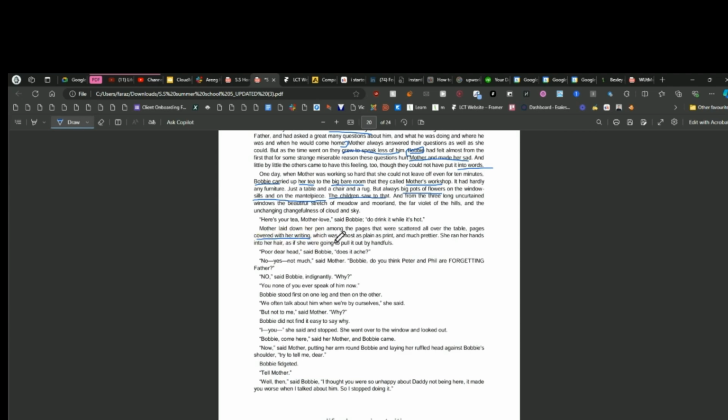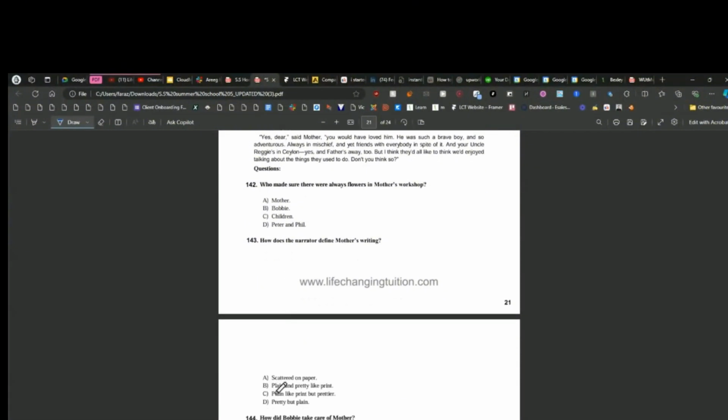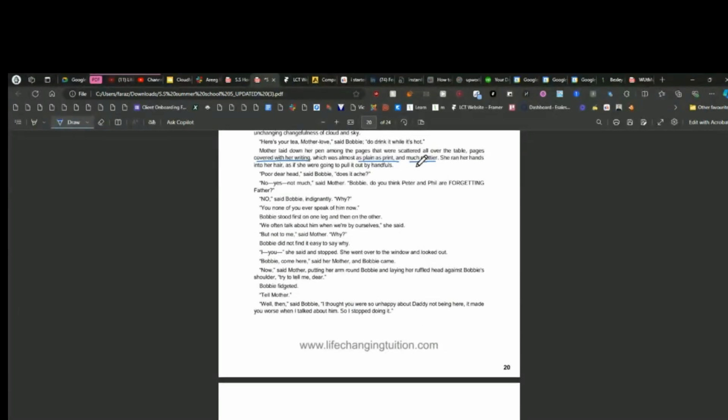Covered with her writing, which was almost plain as print and much prettier. Okay, let's see what the answers to this one. Plain and pretty like print. Plain like print but prettier. So it does say that it's actually prettier than the print right here.